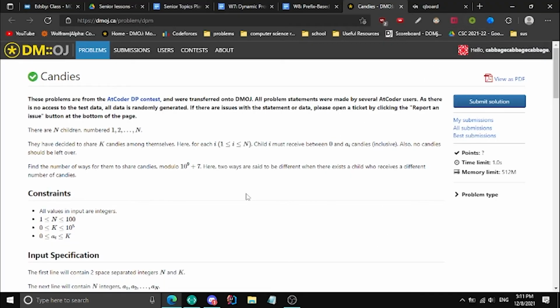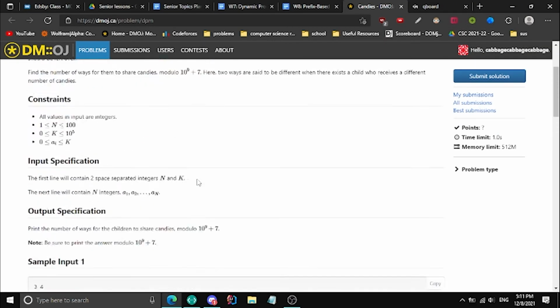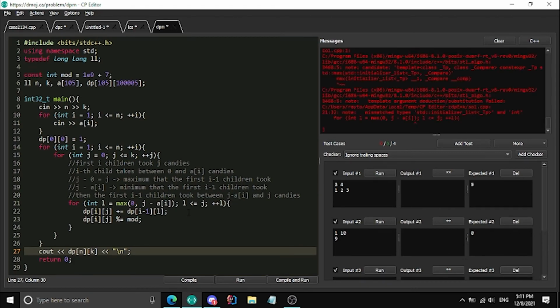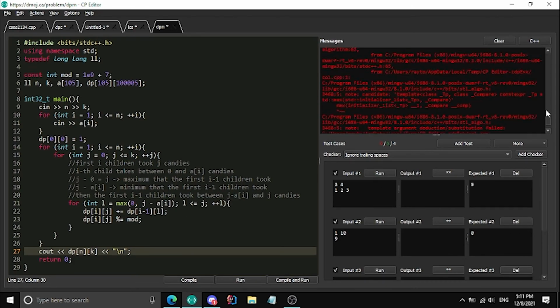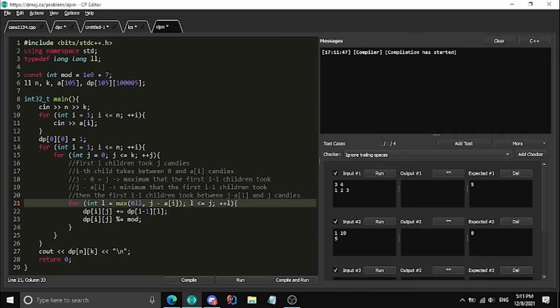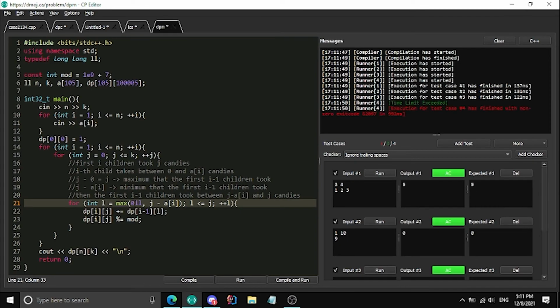Let's take in input. So our final answer is going to be stored in dp at n at k. So the number of ways the first n children can share k candies. What did I do? Oh, yeah, that's annoying. So it won't let me compare an integer with a long.